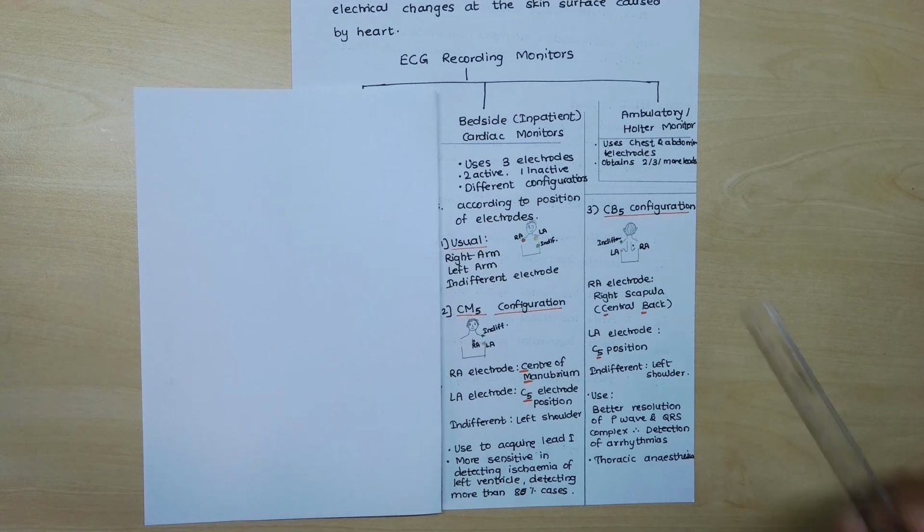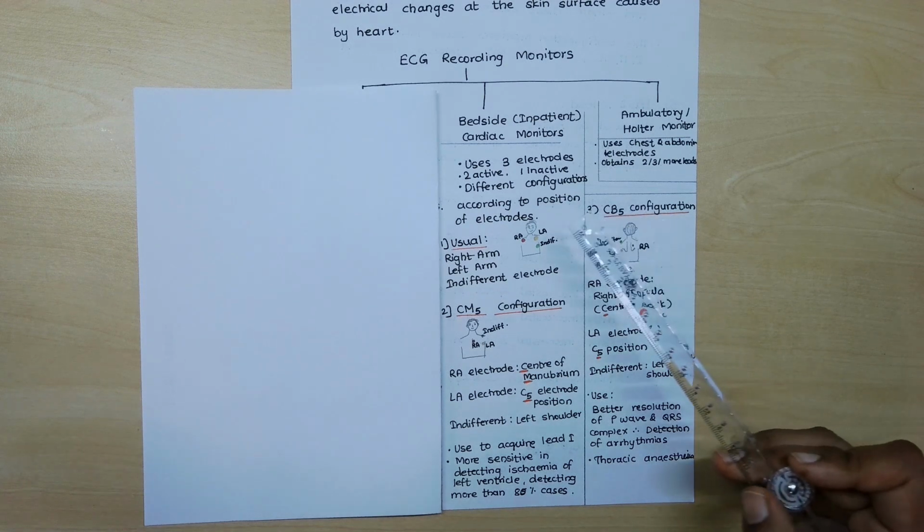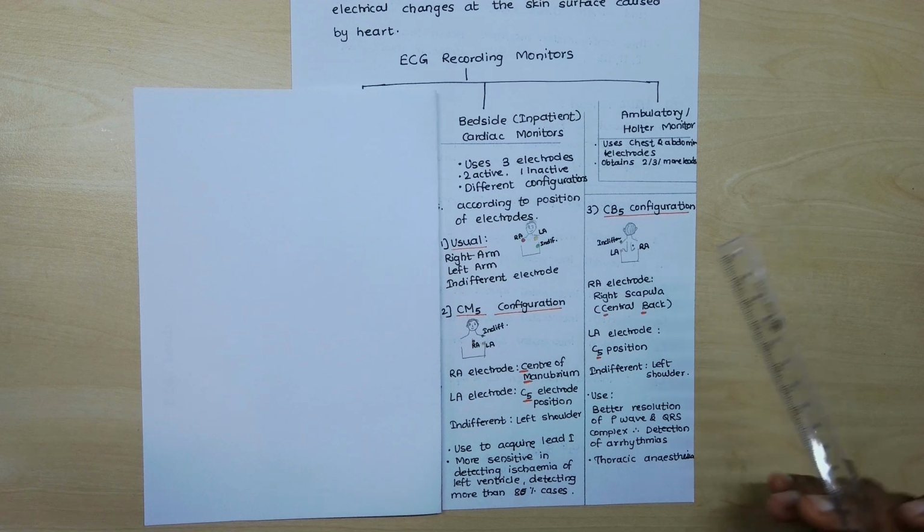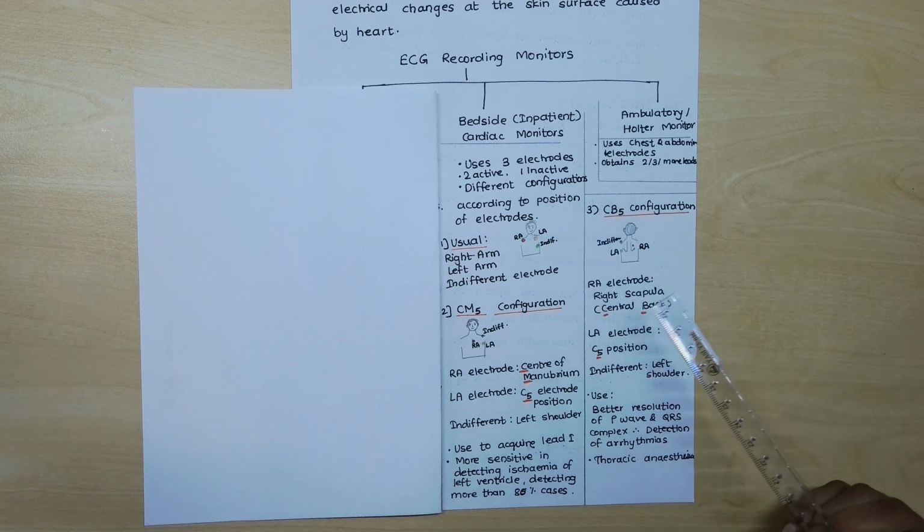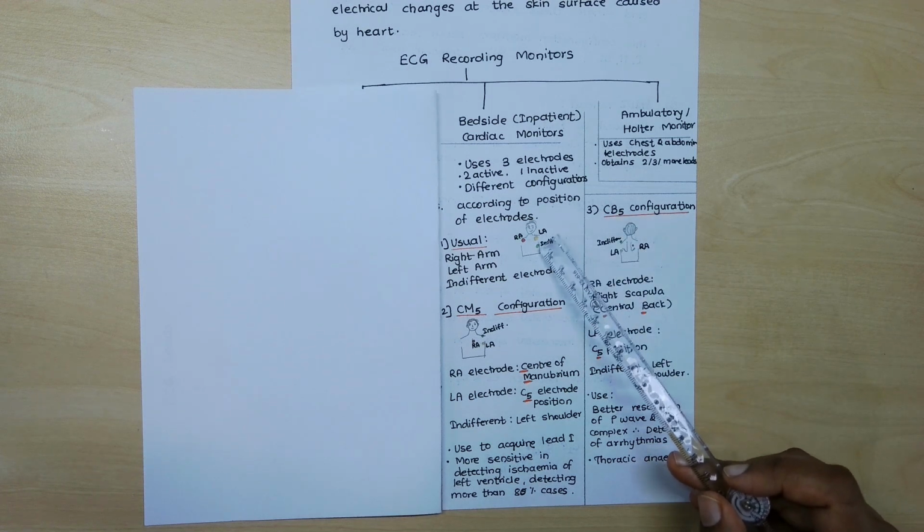The bedside or inpatient cardiac monitors use 3 electrodes. In that, there are 2 active electrodes and 1 inactive electrode. There are different configurations according to the position of electrodes. The usual configuration has the RA electrode on the right shoulder, the LA electrode on the left shoulder, and the indifferent electrode anywhere on the chest.